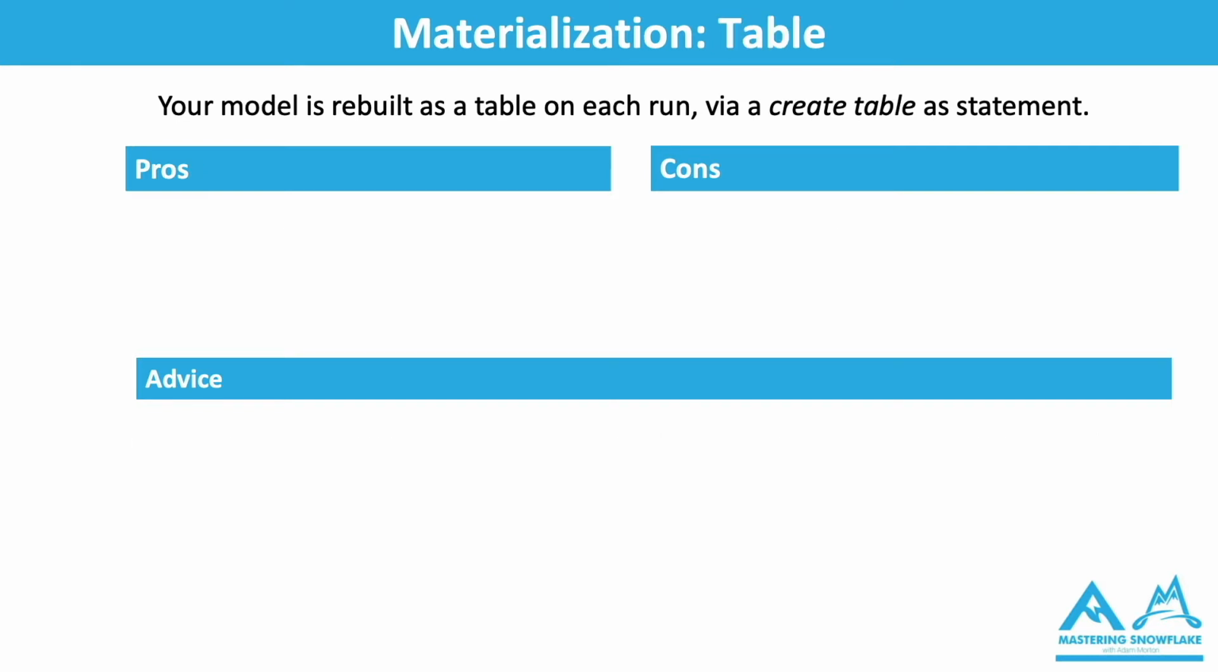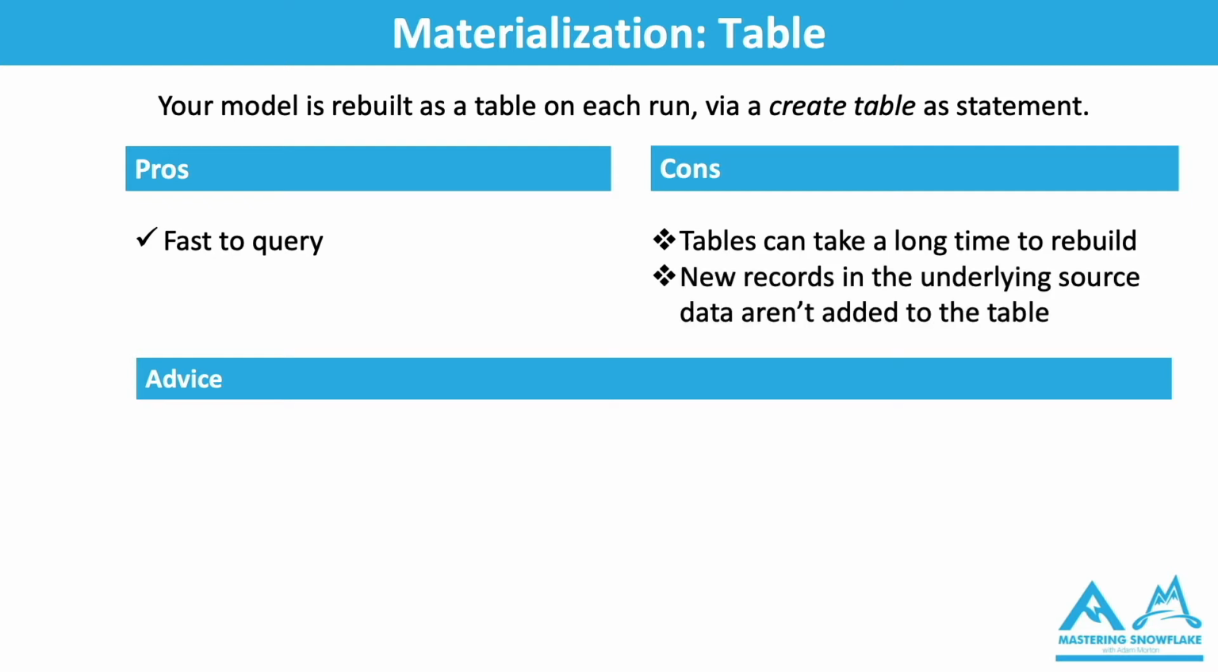The next type of materialization we're going to talk about is a table. Your model is rebuilt as a table on each run using the create table statement. That means it's fast to query, your data is pre-computed and it's stored on disk, ready to go. As part of that transformation process, depending on the complexity and the number and volume and size of records you're dealing with, tables could potentially take a long time to rebuild. And obviously new records in the underlying source data aren't actually added to the table unless you run a transformation to update that.